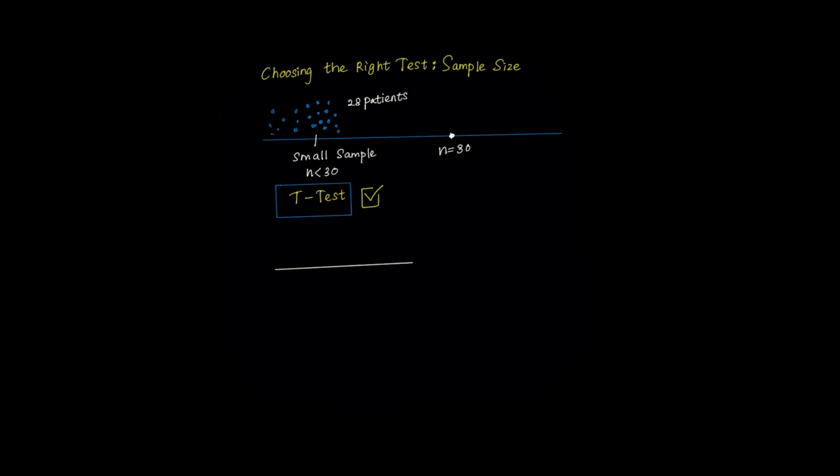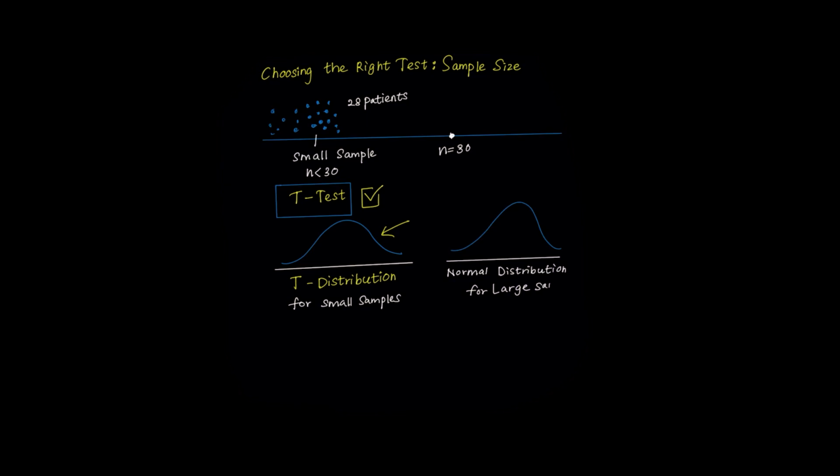Think of the t-test as the workhorse of small sample statistics. It was developed to handle the extra uncertainty that comes from having limited data points. When you have a small sample, you have more variability in your estimates. And the t-test accounts for this by using a t-distribution, which has fatter tails than the normal distribution.